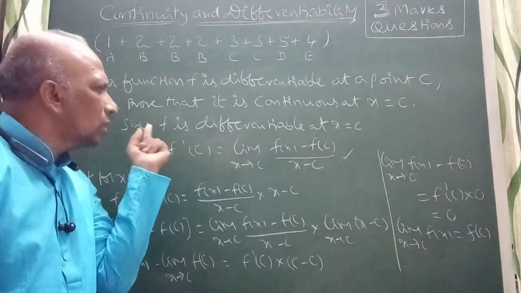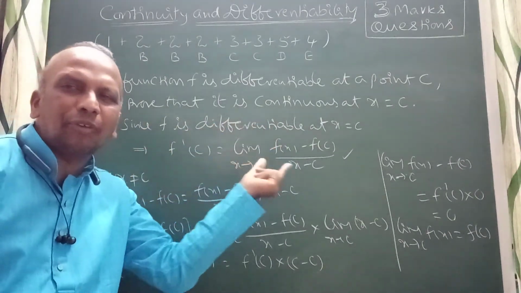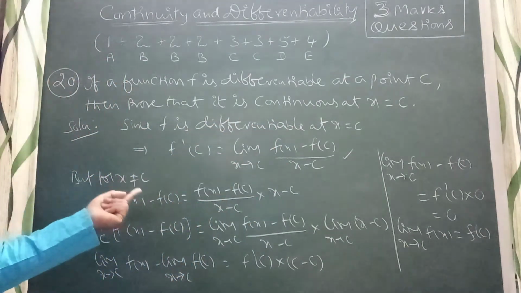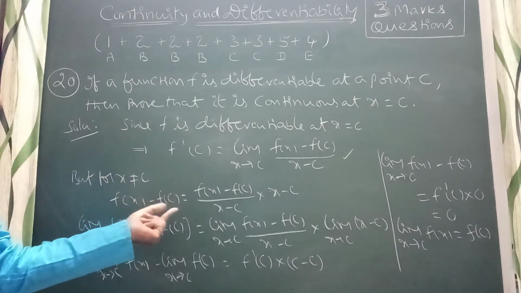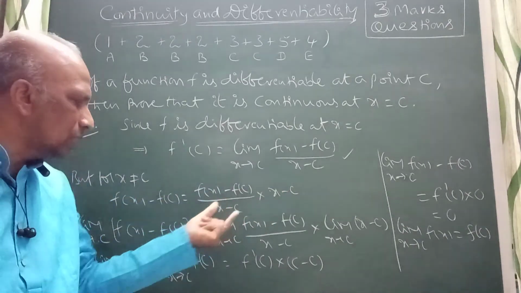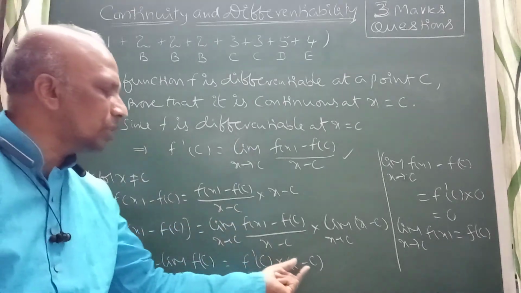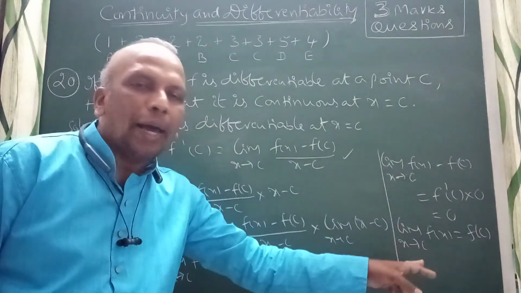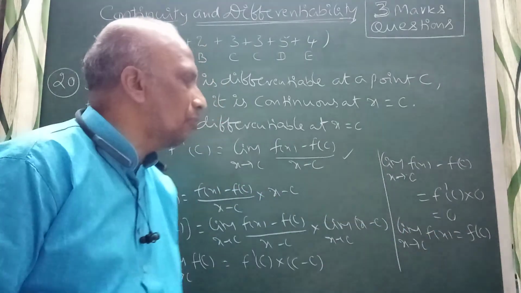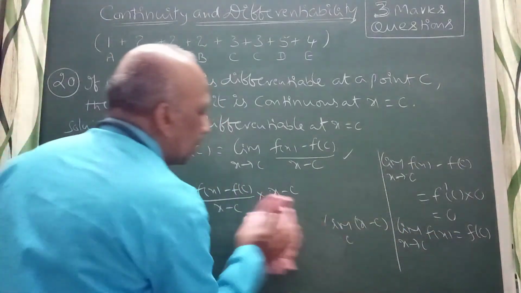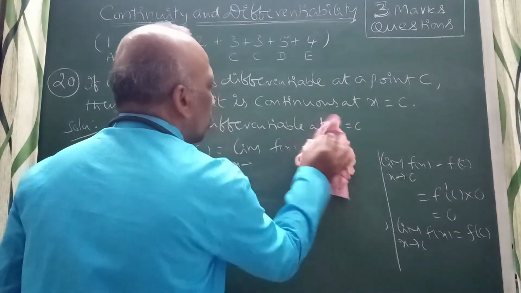First, what I have done: since it is differentiable, write the derivative. But for x not equal to C, f of x minus f of C, divide and multiply with x minus C, apply the limit, expand the limit. This is f dash of C into C minus C, that will be 0. I got limit x tends to C, f of x equal to f of C. Therefore, I can write the conclusion.